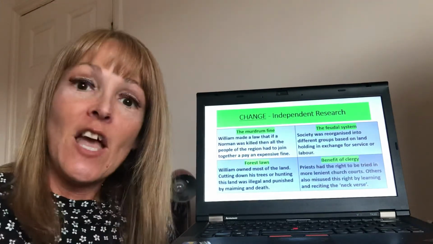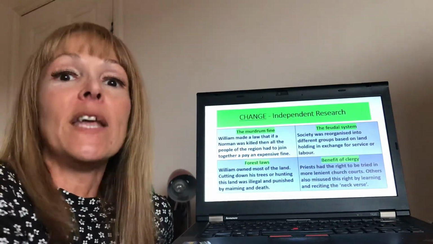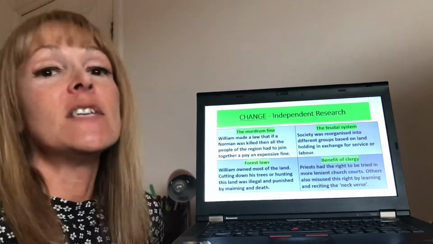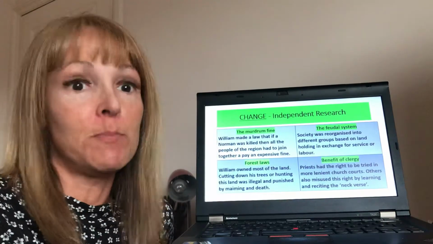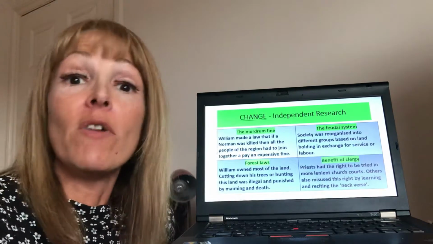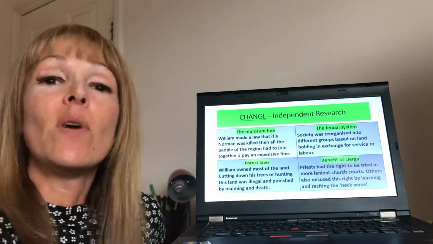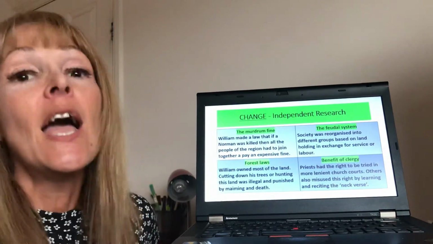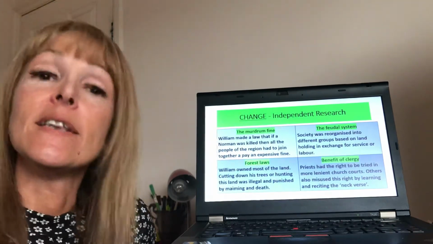First of all, we have the murdrum fine, which was introduced by William so that any Anglo-Saxon that murdered a Norman, the entire village or local area would have to pay a huge fine to William. Secondly, we've got the feudal system, which you already knew about because of your Anglo-Saxons and Norman studies, and it's a way of organising society based on who holds what land and what service and labour other people can do in return for that land.